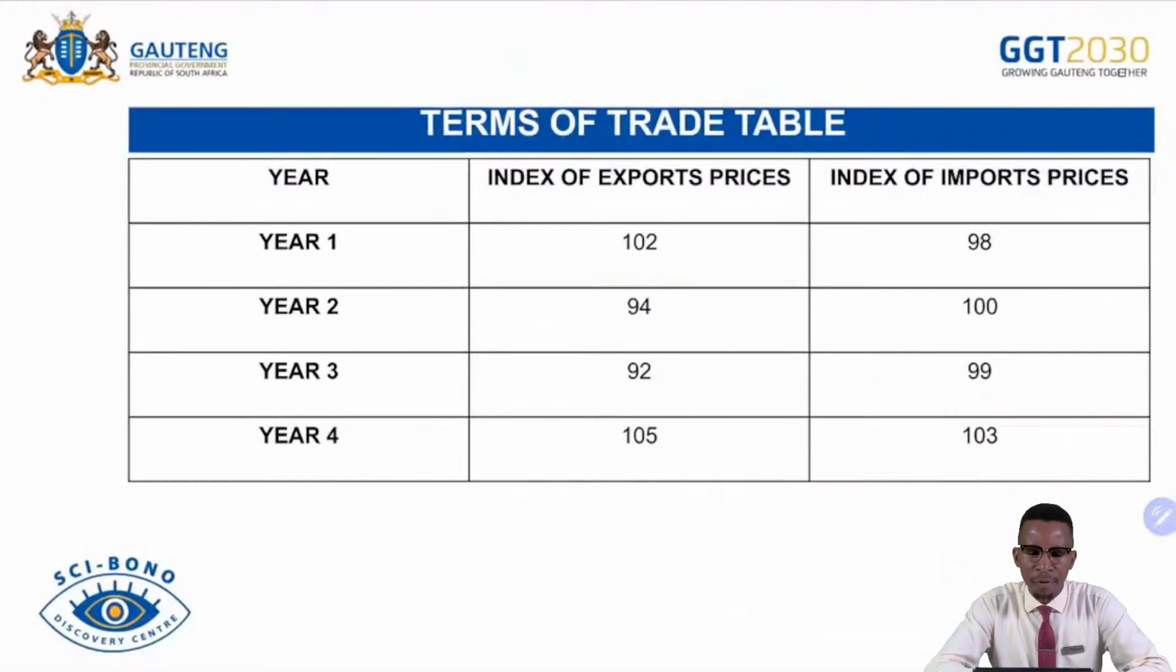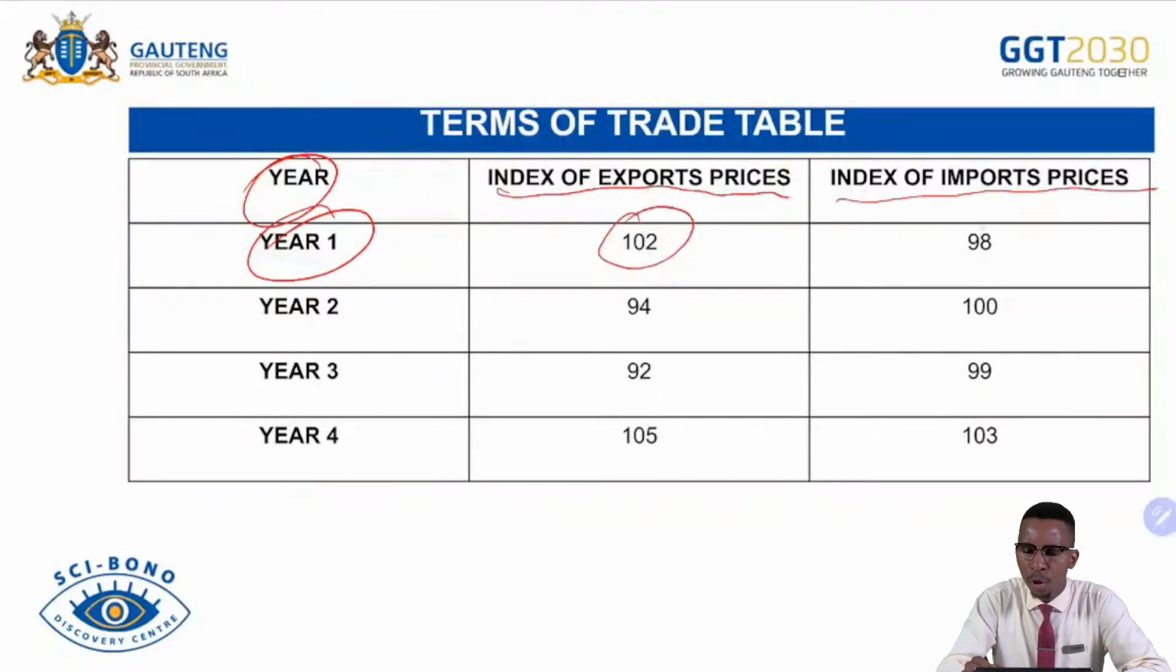So here we go. We have year number 1 here. It's a year, the index of export prices and the index of import prices. Then year number 1 here, export prices were 102, imports were 98. So if exports were more expensive than the imports, that means our terms of trade would be much better, would be high.